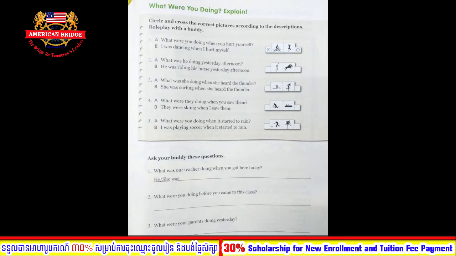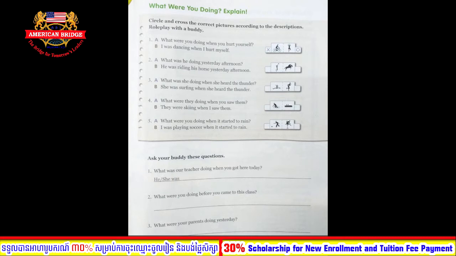Now have a look at the pictures. There are 5 sentences, 5 conversations. A, B. What were you doing when you hurt yourself? I was dancing when I hurt myself. So what you need to do is read the pictures, and put a cross on the correct pictures according to the description. So the sentence was, I was dancing when I hurt myself. Did he hurt himself with a bicycle? No. So he hurt himself when he or she was dancing.